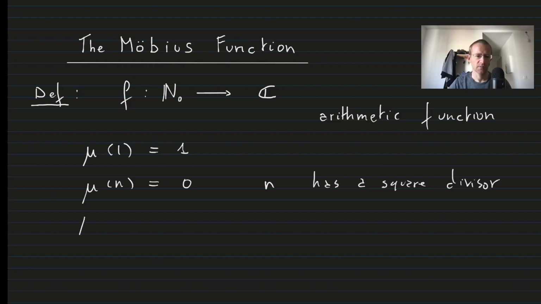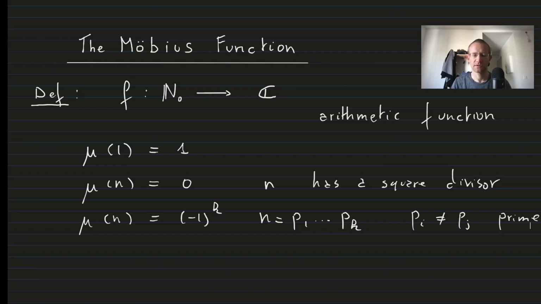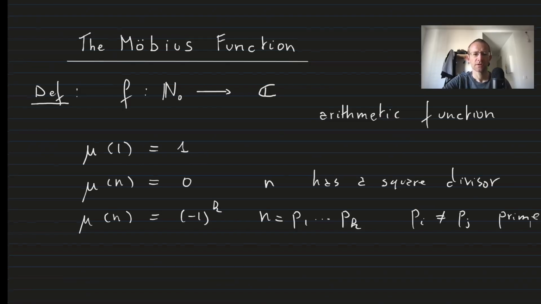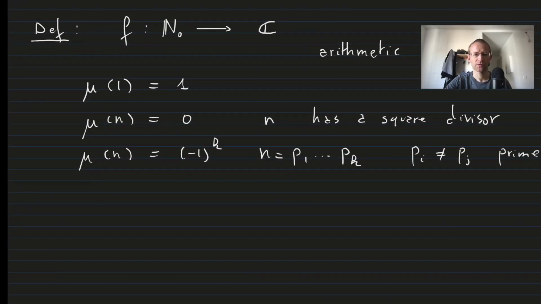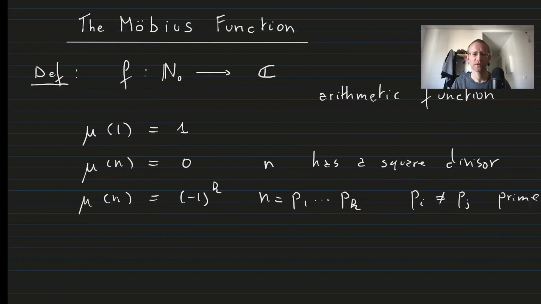and mu of n is minus 1 to the k if n is factorized as p1 up to pk, with p1 up to pk differing primes. So when the number of primes is even, the Möbius function is plus 1, and when it is odd, the Möbius function is minus 1. So now we're going to prove one property of the Möbius function in 3 ways.